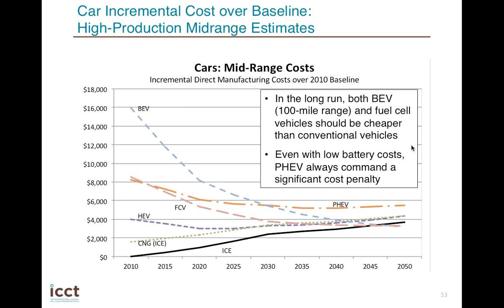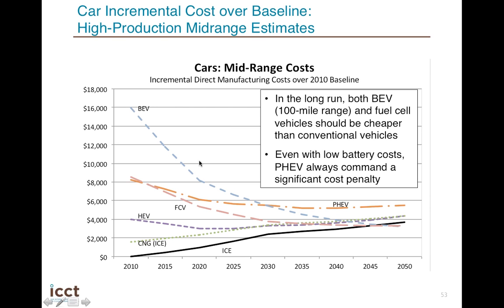Okay, the interesting stuff. This is a summary chart where we put the incremental cost. This is not the total cost of the vehicle. This is the cost over the baseline ICE. It's direct manufacturing costs. It does not include any kind of retail price markup.